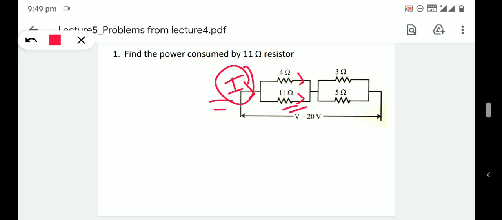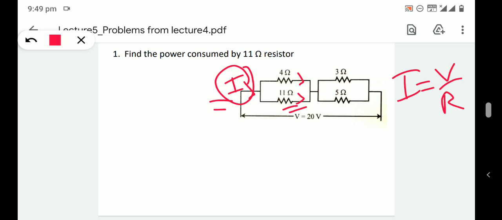For that we need to find out the total equivalent resistance of this circuit and find out the current using the equation I is equal to V divided by R total. Then if we get that current value, we can use the current division rule to find out the current flowing through the 11 ohm resistor. Then we can find out the power consumption.